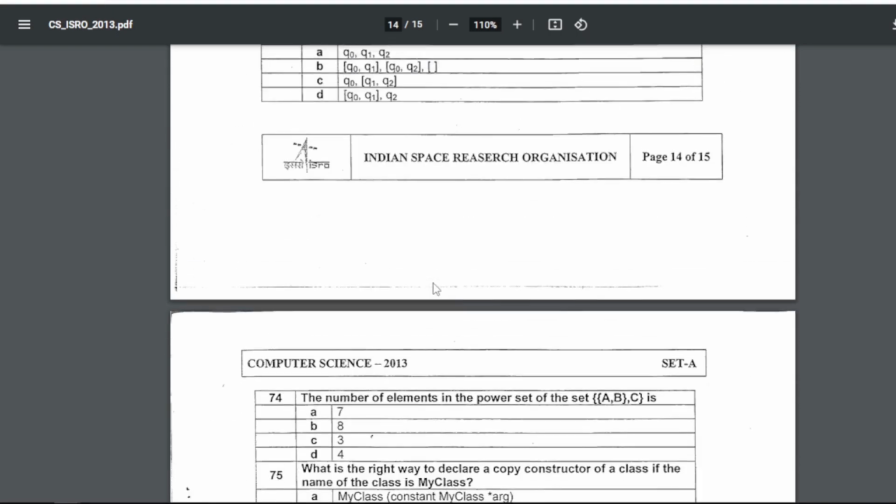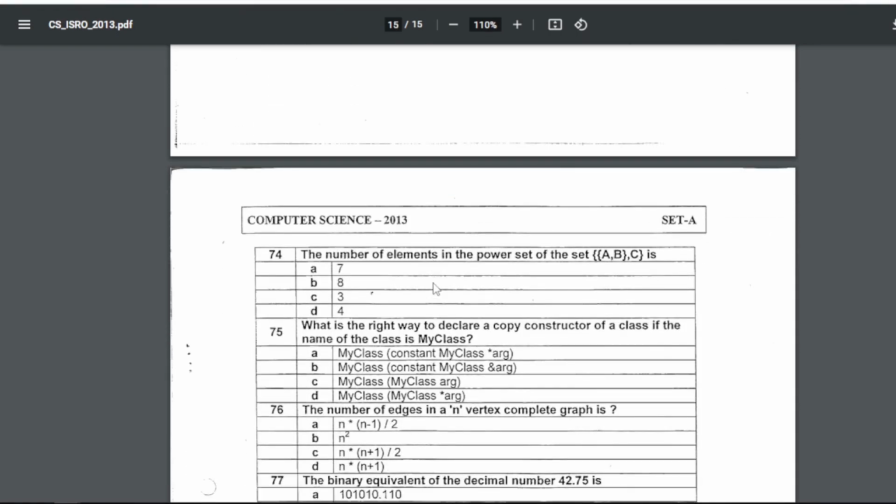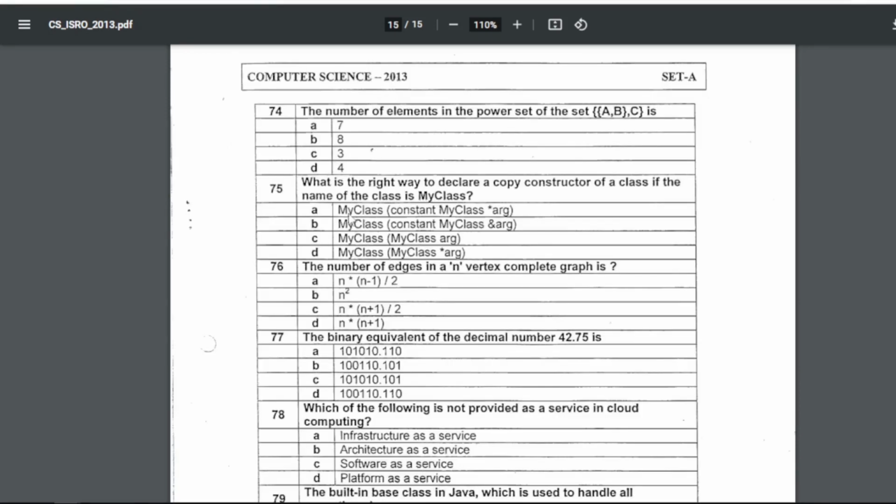Now question number 74: the number of elements in the power set of the set ABC is what? So the number of elements in the power set of ABC is 4, right? If you solve that, for n elements in a set, there are 2 to the power n elements in the corresponding power set. 2 to the power n, that is 2 to the power 2, that is 4, will be the answer here.